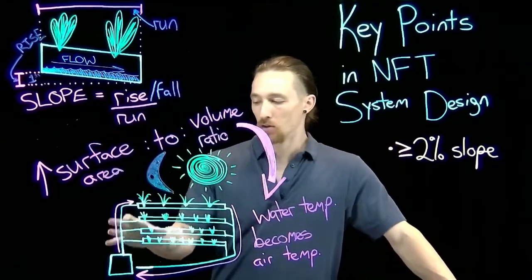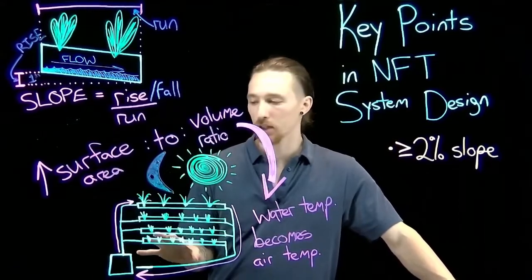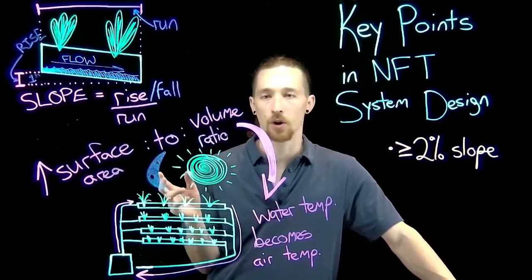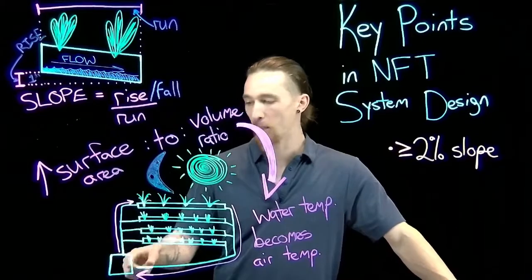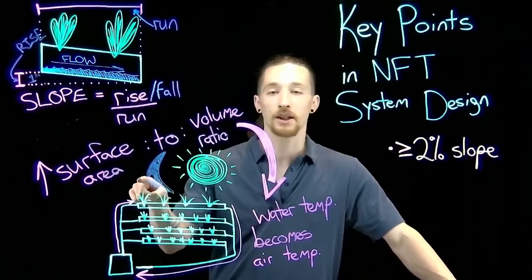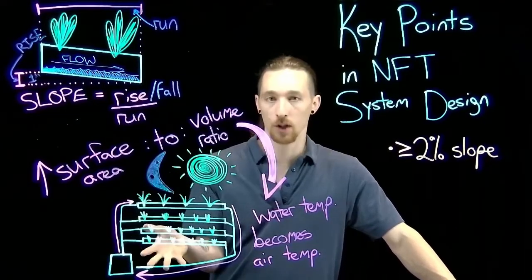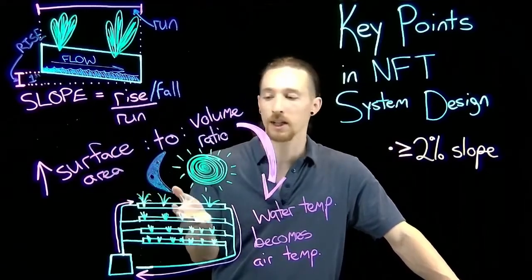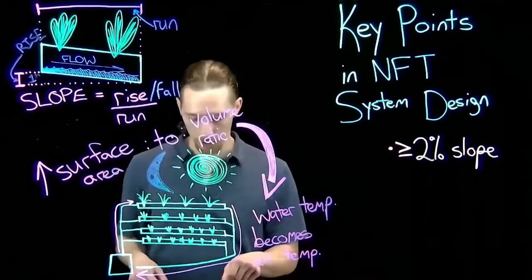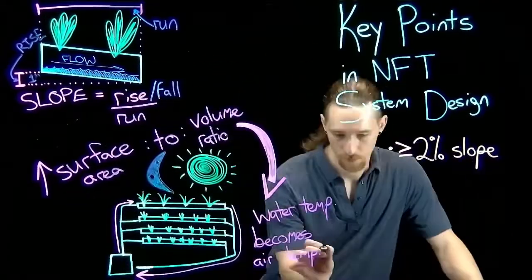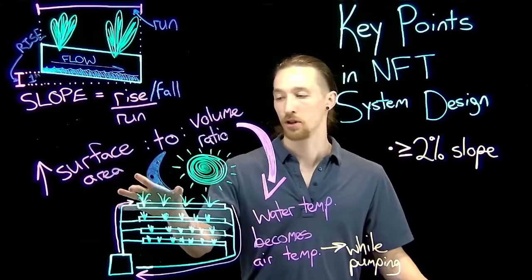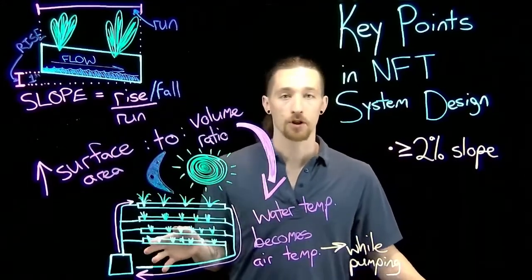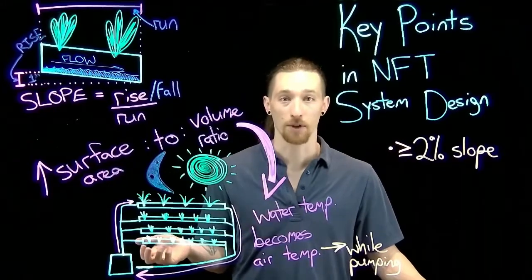Whether you run your pump during the night or not, these temperature swings are going to affect your water temperature. If you are pumping the water at night and the night is cooler, you're quickly cooling your nutrient solution. And then of course you're pumping during the day, which means you're quickly heating your nutrient solution. So while pumping, your nutrient solution is changing temperatures, depending on whether it's day or night. And this temperature swing is not good for crop production.